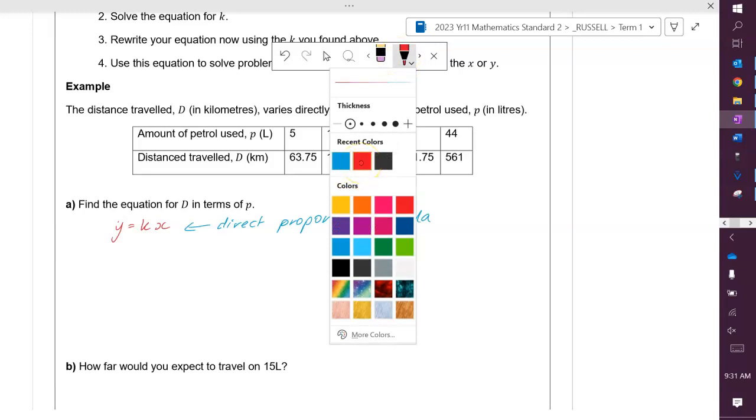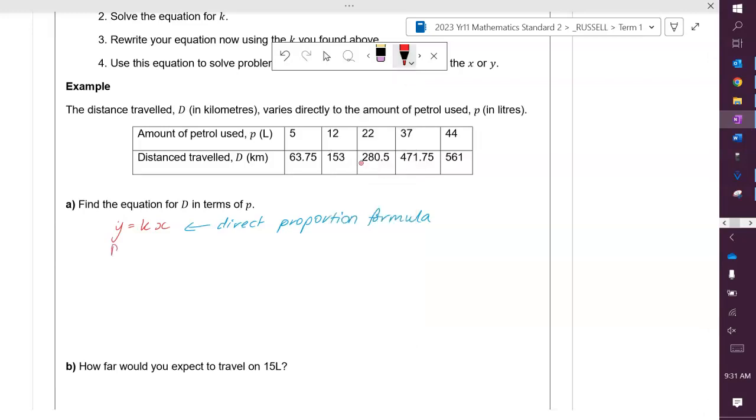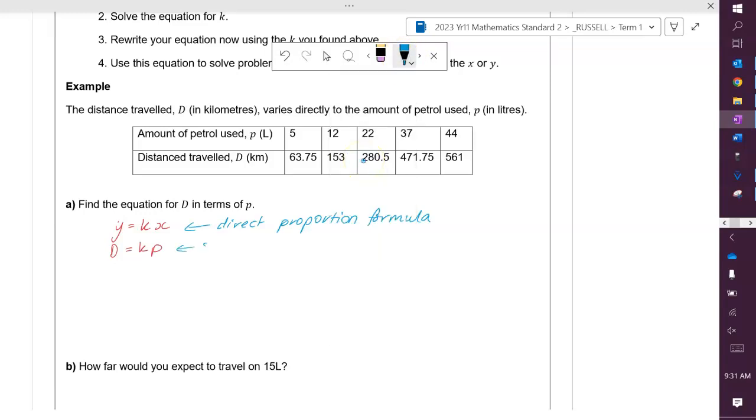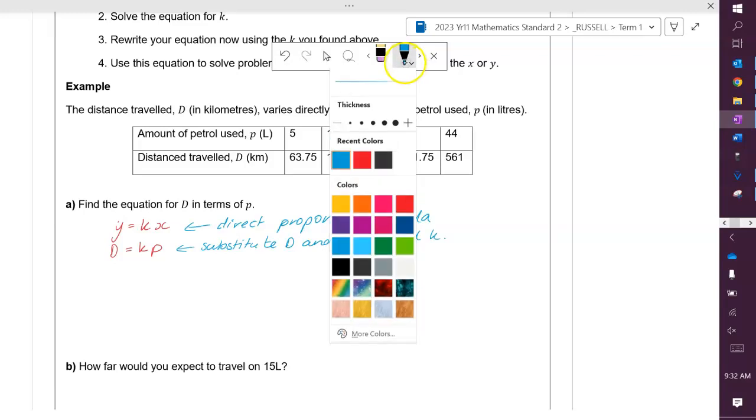We then need to rearrange it so that we have the letters that we need for this question. If you think about this being x and this being y, we just substitute in d and p. So d equals kp. All we've done is substitute in, and this is so we can find k.